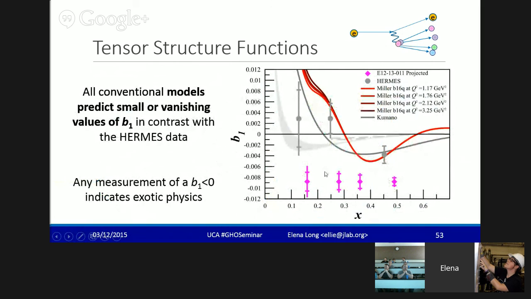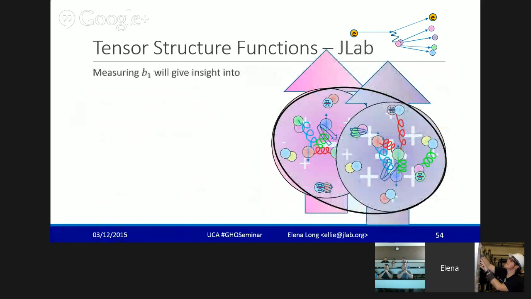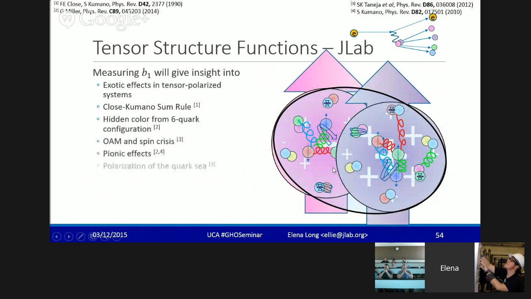So we're expecting to really bring the uncertainty bars down on these and really look at this crossing 0 point into here. So that hopefully will be running within a couple of years, and this should give us insight on the tensor polarized systems, this close Kumano sum rule. Didn't really talk about the orbital angular momentum part, but that comes into play, polarization of the C quarks.